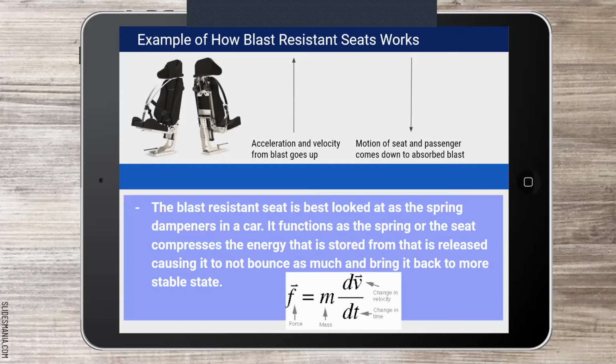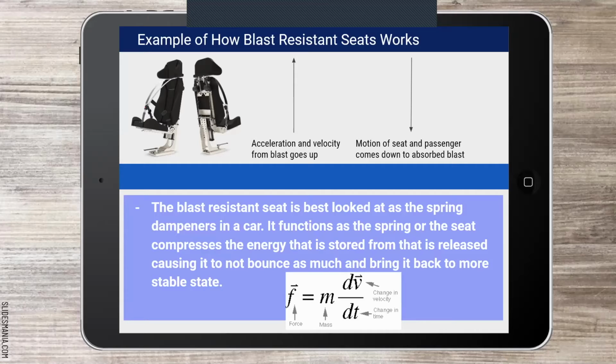When a blast occurs, the acceleration and velocity applied goes up. However, because of a blast-resistant seat, the motion of the passenger's seat comes down during the absorbed blast. This is because a blast-resistant seat is effectively a spring damper in a car, designed to protect its occupants. It functions as a spring: the seat compresses and the stored energy is released, causing it to not bounce as much and bringing it back to a more stable state.